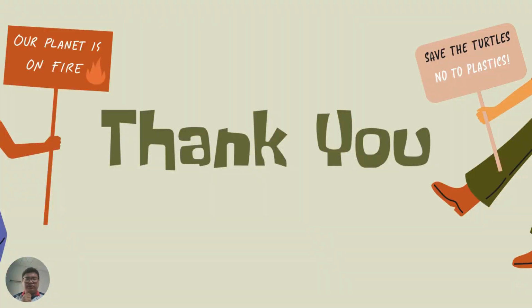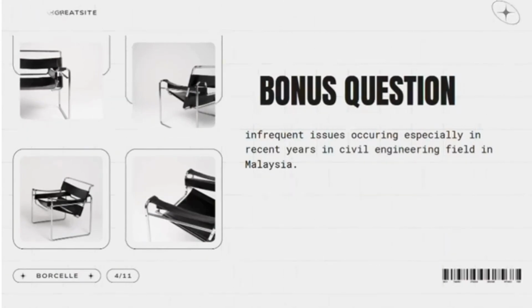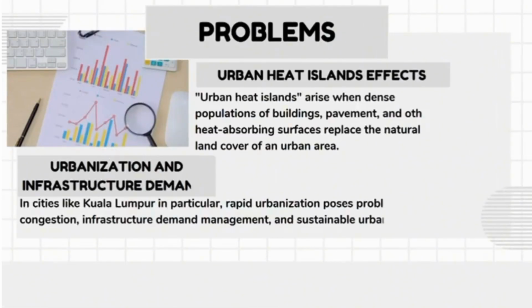Thank you. Now the bonus question. I will give two problems. The first is the urban heat island effect, which arises when a dense population of buildings, pavement, and other heat-absorbing surfaces replace the natural land cover of an urban area.